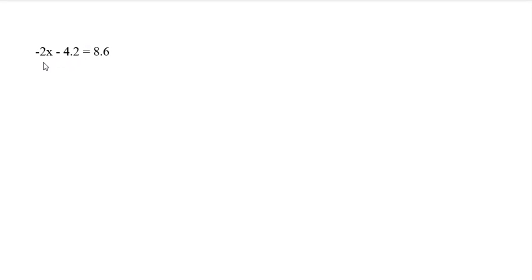And you think about it in terms of what's being done to x. It's going to be multiplied by negative 2, and then we're going to subtract 4.2. So we're going to undo that in reverse order. We're going to undo the subtracting 4.2 first, and then we'll undo the multiplying by negative 2. Okay, so what's the opposite of minus 4.2? You're right, plus 4.2. We'll do that to both sides.